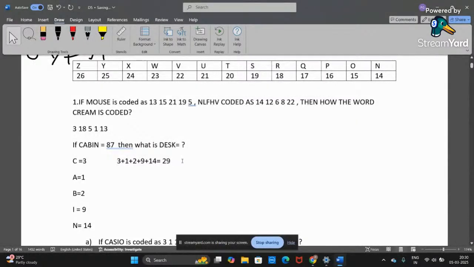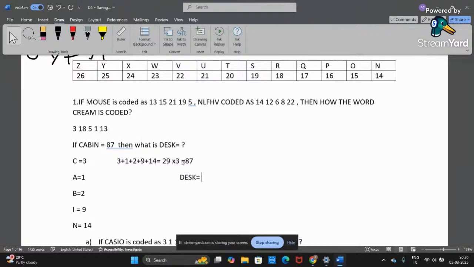So just try to multiply or divide or try to do something and get 87. Let's try to multiply with 2. If we multiply with 2, what will be the number? It will be 58. Let's try with 3. If we multiply 29 with 3, then it will become 87. Yes, right. This is the logic applied here. The same logic we need to apply to the word desk.